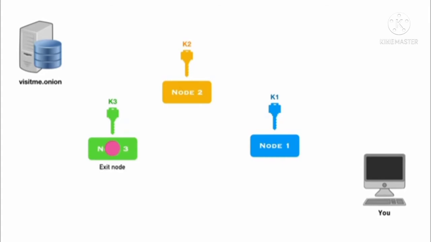Then, node 2 decrypts one layer and sends the request to node 3. Now node 3 can use its key to decrypt the final layer of this request. And now node 3 has the request without any layer of encryption. So node 3 can read your request. It also knows where this request is actually being headed to.